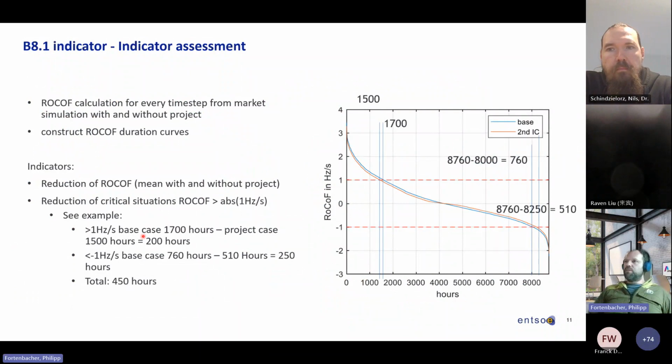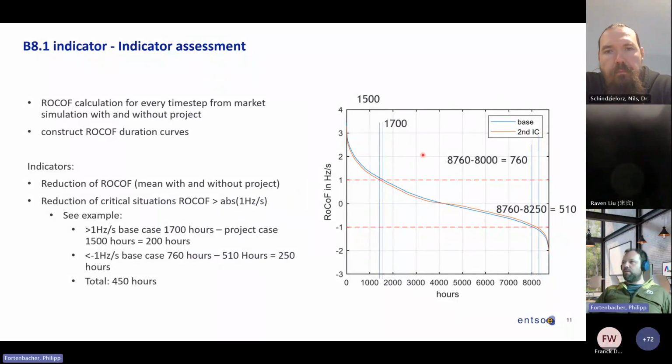Here you see that we need to do that for every time step, with and without a project, and then we can construct a RoCoF duration curve. Here on the right-hand side, you see an example for a RoCoF curve. You see in blue it's the base case, right? And in red is where the project is in the system.